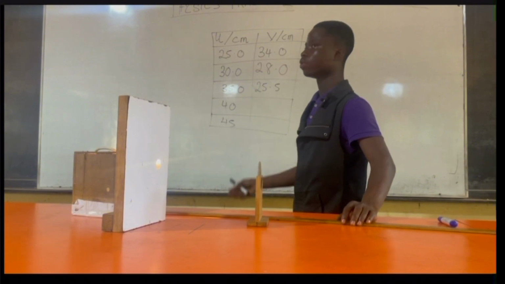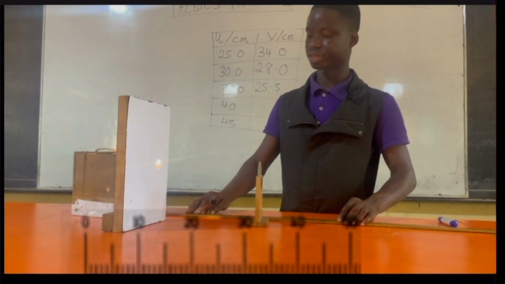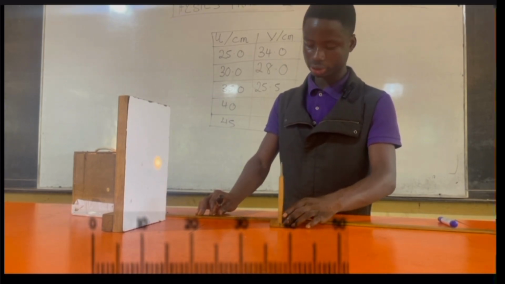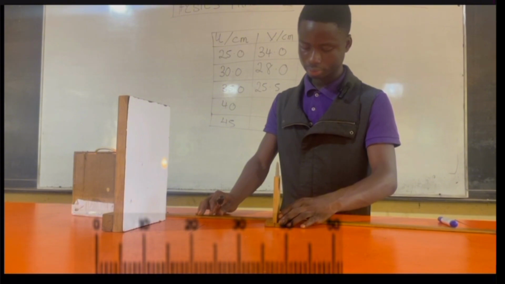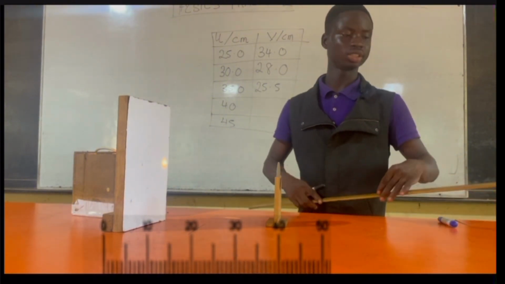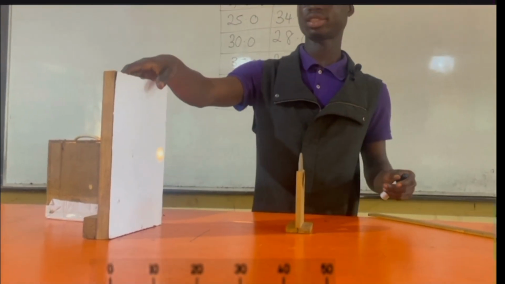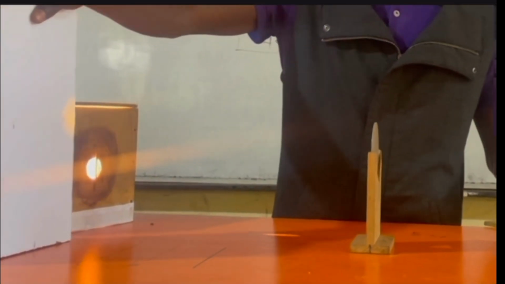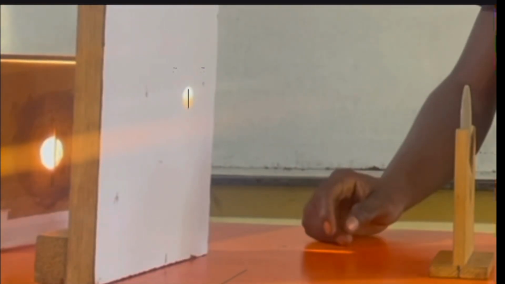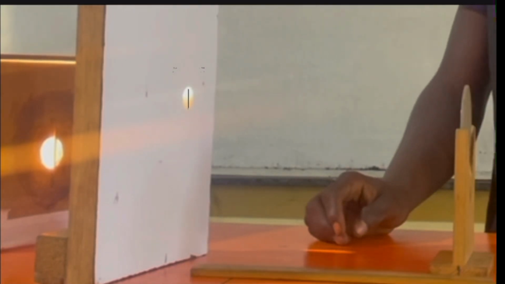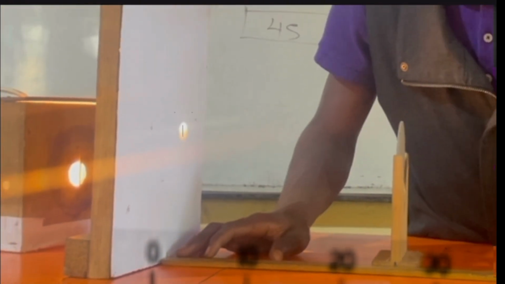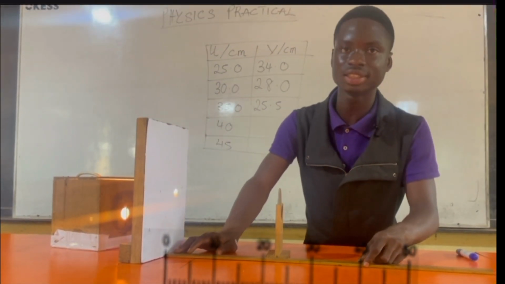We now start with U, 40 centimeters. We'll take our rule and measure U, 40 centimeters. So from here to here is 40 centimeters. Then we adjust the screen again until another clear image is formed on the screen. And this is a clear image. We take our rule and measure the distance of V. Over here we have 24.6 centimeters.